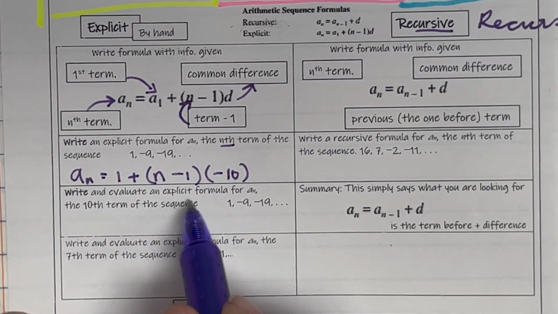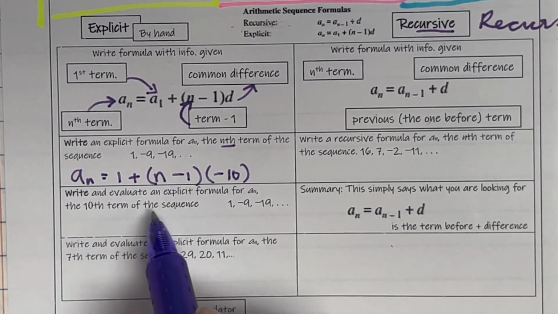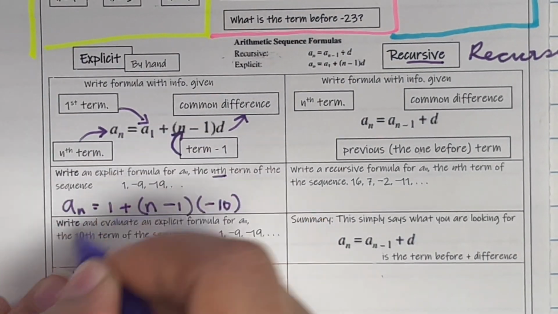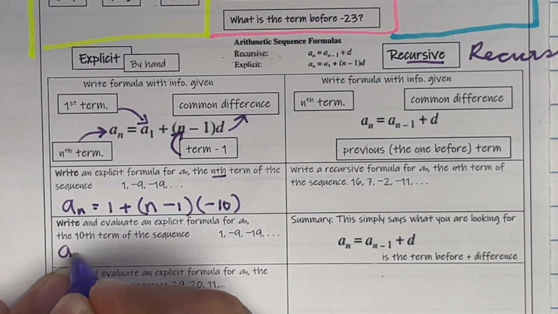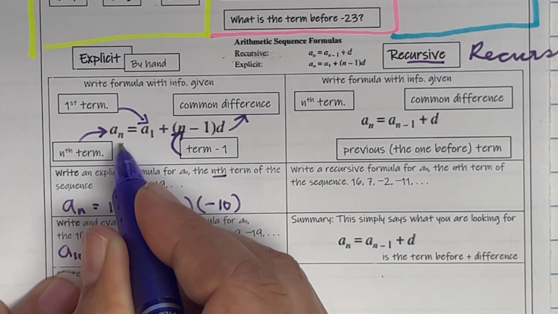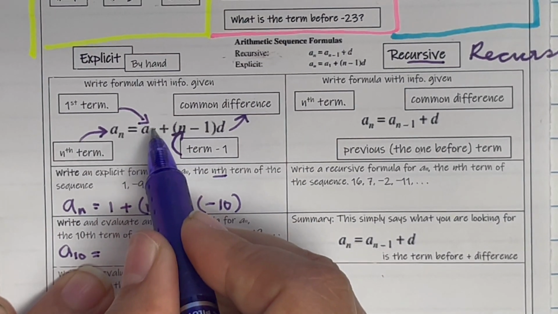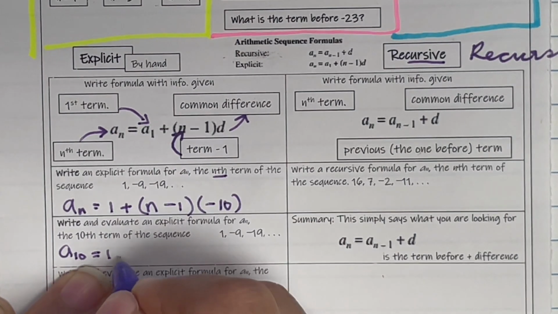Write and evaluate an explicit formula for A sub n for the 10th term. So this time, instead of the nth term, they're giving us a 10th term. The process is exactly the same. You start with the formula. So A sub, and now I want not the nth term, but I want the 10th term. So I'm going to put 10 for n because I want the 10th number, equals, and then what's the first one? First term. What's the first term here? 1. All right, then I'm going to put plus.